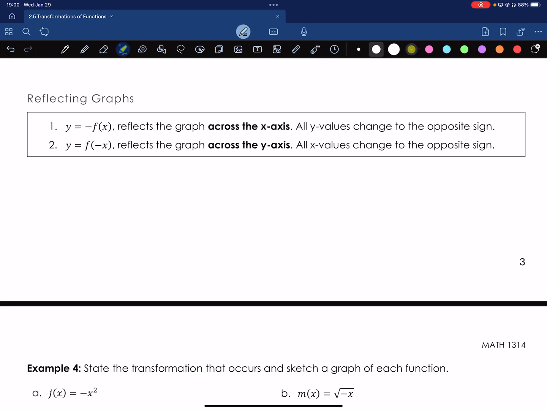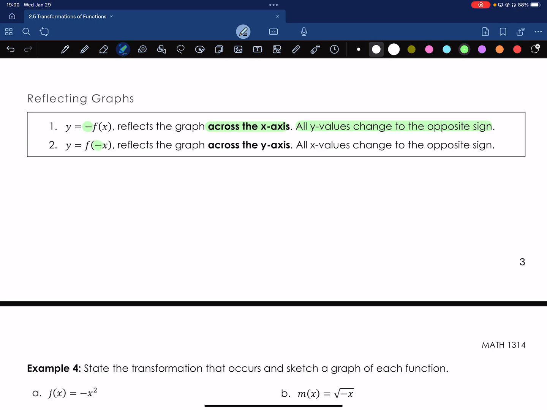Okay, when it's reflecting across the x-axis, there's going to be a negative in front of the function. Okay, and so that goes there. And whenever it comes to dealing with the values, all of your y values change to the opposite signs, which means if all your y values were positive, they're all negative. If all your y values were negative, they're now all positive. If it's mix and match, they just change to the opposite. Okay, that's when it's out in front.